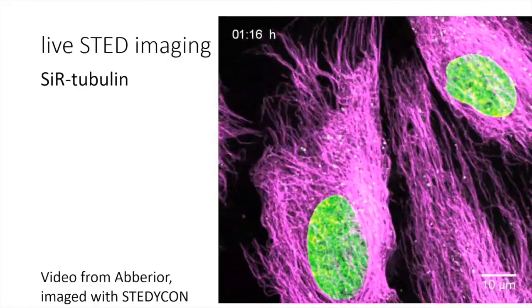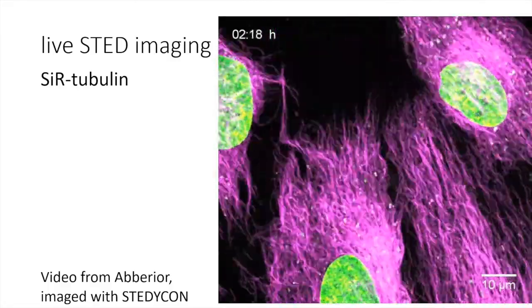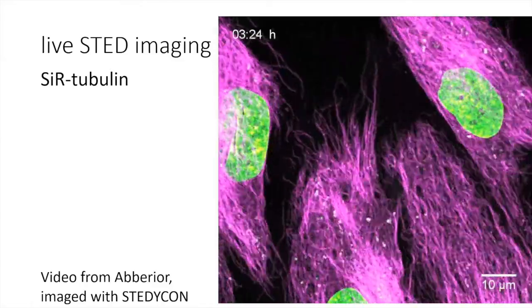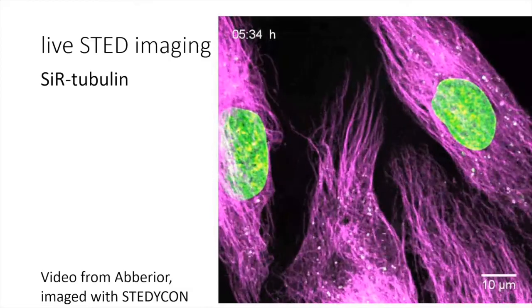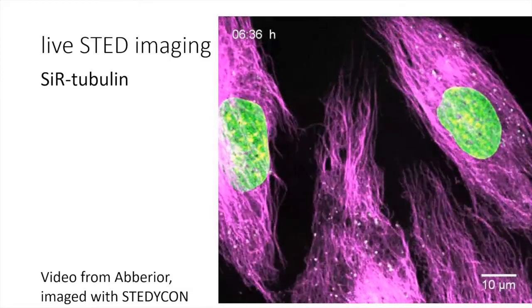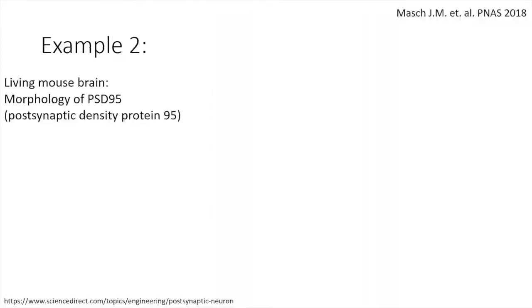So this is the tubulin with the silicon rhodamine, and you can see they are moving, and the resolution is really good. This video is from a Abberior instrument with STED.